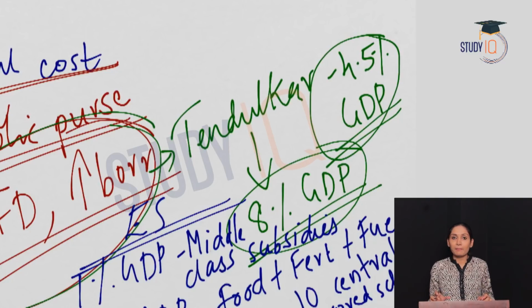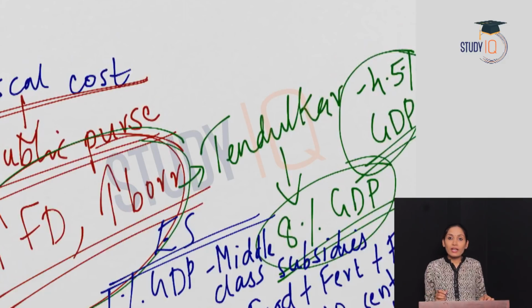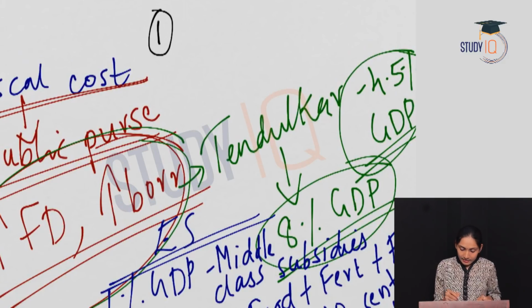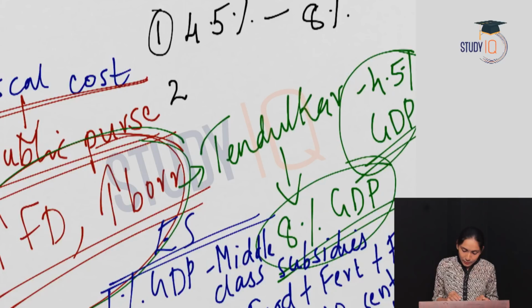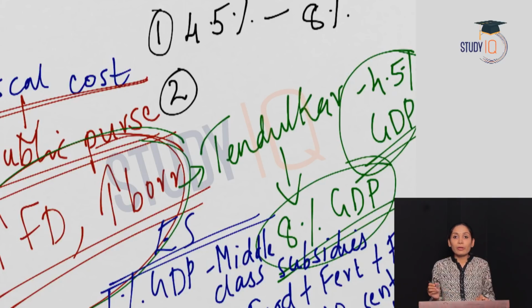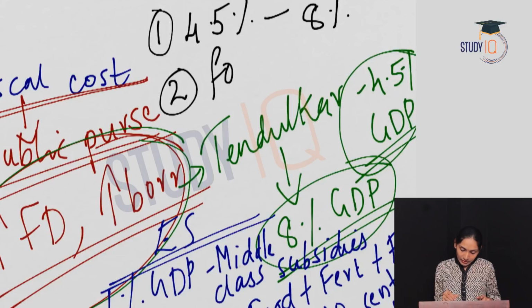But is it practically possible? Let us analyze. Here what has to be noted is, the first thing, the Tendulkar Committee said that around 4.5% of the GDP would be required for the implementation of the universal basic income. But practically this is around 8%. And the second thing to be noted is that if we have to implement the universal basic income, we have to forego the other subsidies, that is subsidies on middle class, subsidies on food, fuel, fertilizers, subsidies for the top 10 centrally sponsored schemes, etc. So, forego all these things.